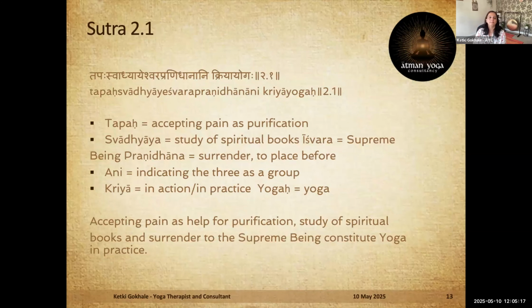So the first sutra, तपस्वाध्यायेश्वरप्रणिधानानि क्रिया योगः.